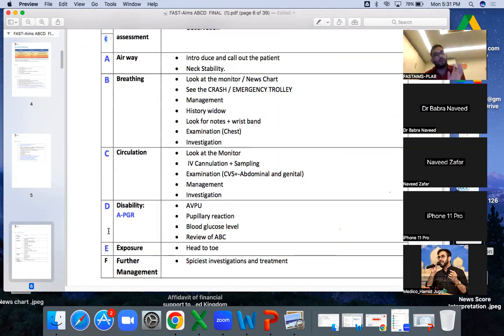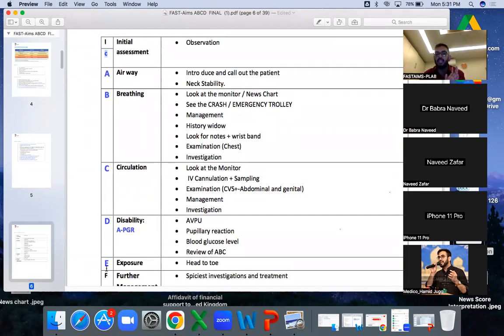Our approach is this. The approach is the same, A, B, C, D, E. But what we are going to learn is I, smaller C, A, B, C, D, E, and F. Why it is important, I'm going to explain to you so that you do not make any error, so that you become a very safe doctor for them.